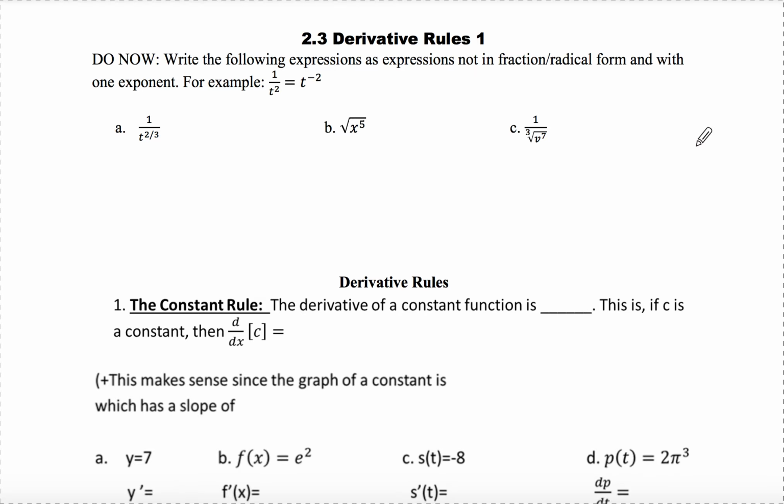To get started, go ahead and do this now. Write the following expressions as expressions not in fraction or radical form with one exponent. For example, 1 over t squared is t to the negative second power. Pause the video and go ahead and do that.